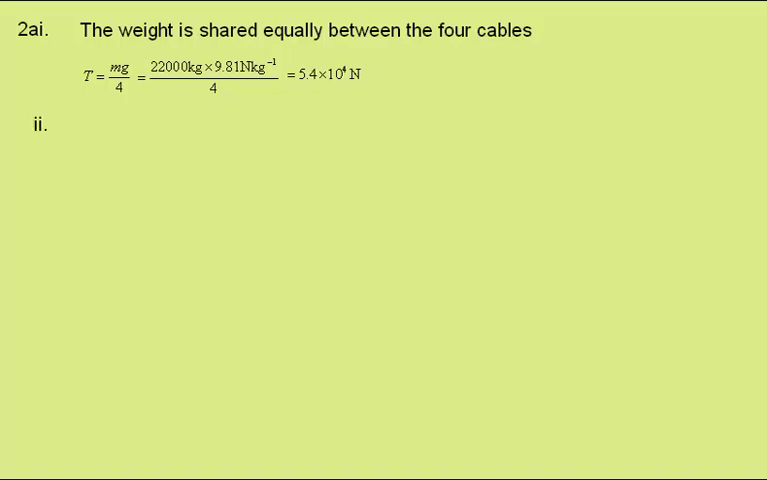In part 2, we need to calculate the moment of the container's weight about the pivot point Q, which is 32 meters from the container.